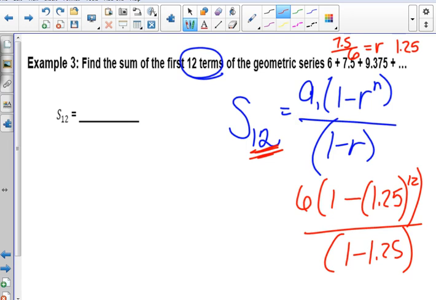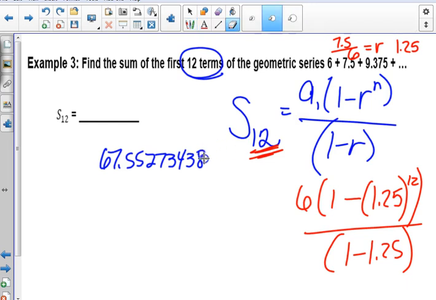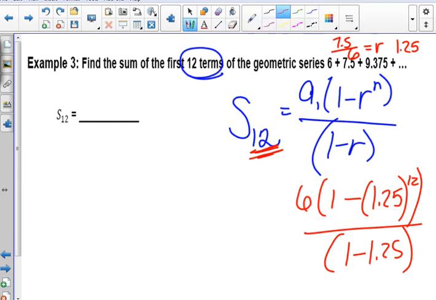Okay, this is the one I think I was thinking of earlier, because it's like 67.552734338. I'm just kidding. It's the 12th. I did to the 6th. Okay, it is nasty, but it's not that one.